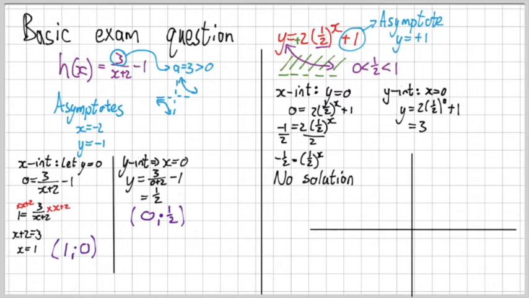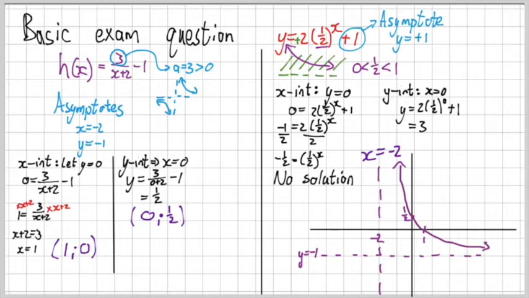So there's my set of axes, my x-axis and my y-axis. Let's start with h of x. I've got my asymptotes at x equals negative 2 and y equals negative 1, a y-intercept at a half and an x-intercept at 1. So on the right, I've got one part of the graph. But remember, there's also a second part of the graph, which is in quadrant 3.